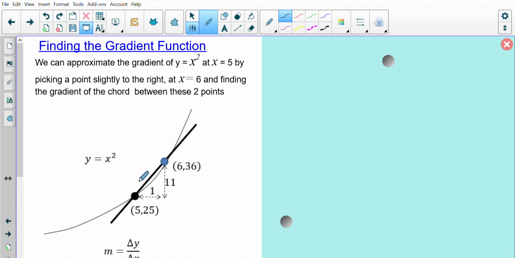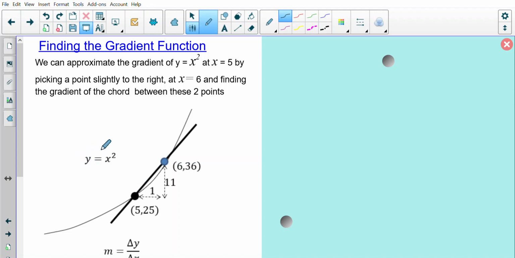So if we wanted to find an approximate value of the gradient of the curve y equals x squared at x equals 5, so at this point here, what we can do is pick a point slightly to the right. So let's pick the point at x equals 6 and draw a line between those 2 points. So what we've created here is a chord between the points x equals 5 and x equals 6, and we're going to find the gradient of that chord.